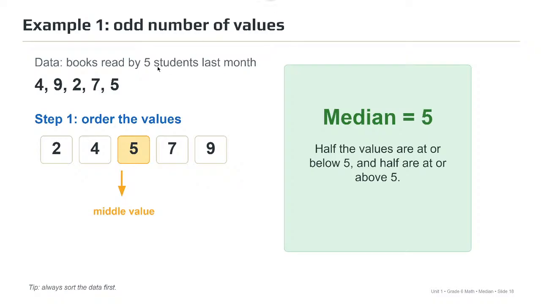Example 1 is an odd number of values. The data: books read by five students last month. You have to order all these values. You can't just say the median is 2, that's probably wrong. You have to order them: 2, 4, 5, 7, 9. Now you have the correct median, which is 5. Half the values are at or below 5, and half are at or above 5, so it makes sense to have 5 as the middle value. Tip: always sort the data first. It makes it easier.